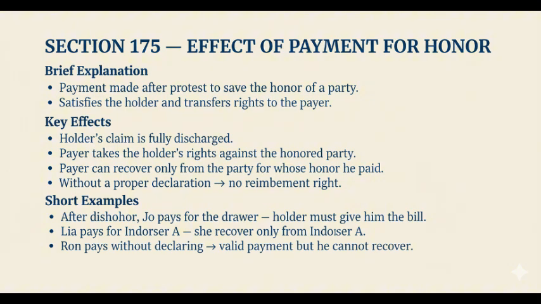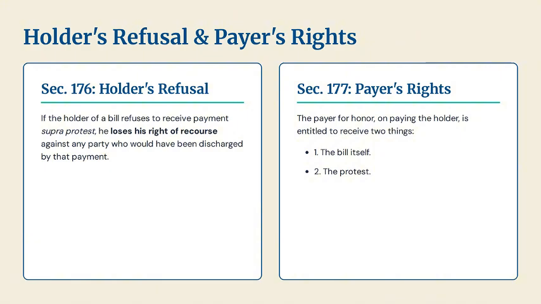Example: after dishonor, Jew pays for the drawer, so the holder must give him the bill. Another example: Leah pays first for endorser A, so she can only recover from endorser A. And lastly, Ron pays without declaring, so it is a valid payment but he cannot recover. So let's move to another section, holder's refusal and payer's right.